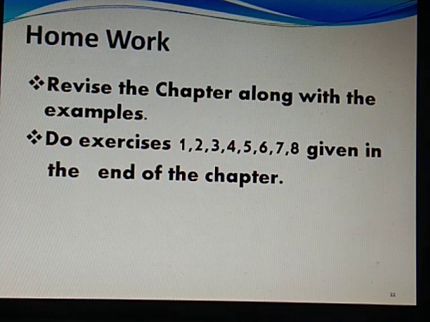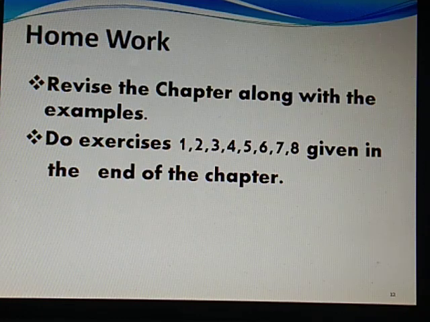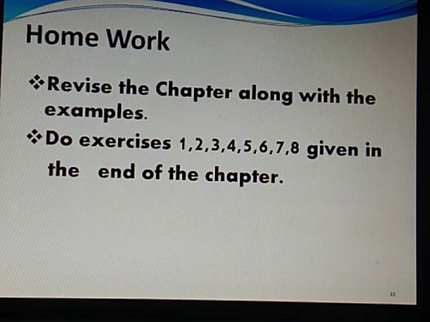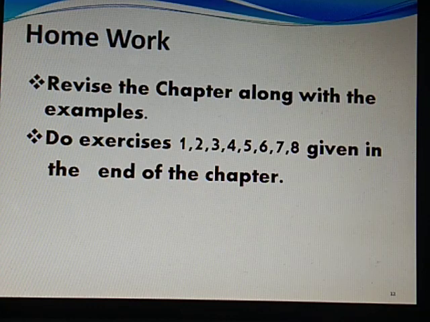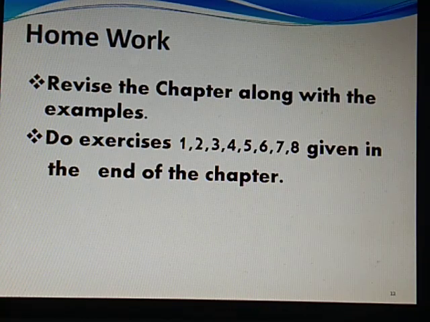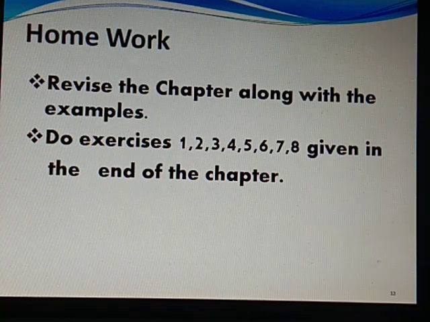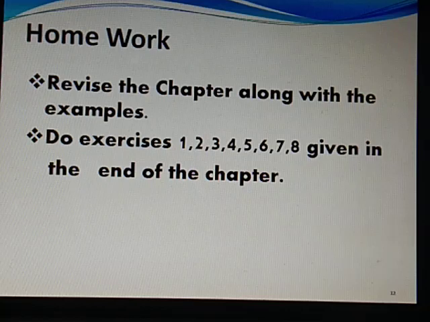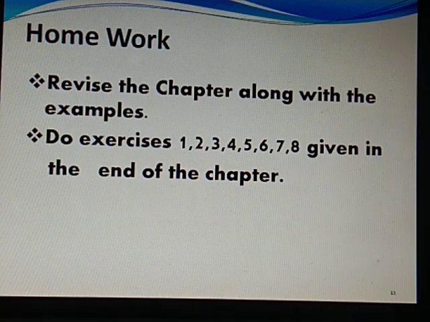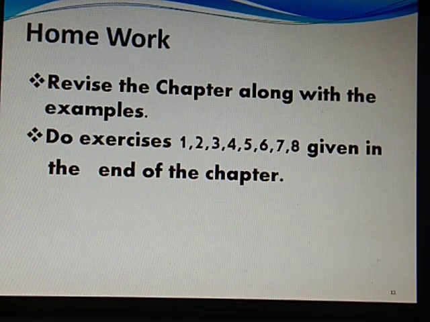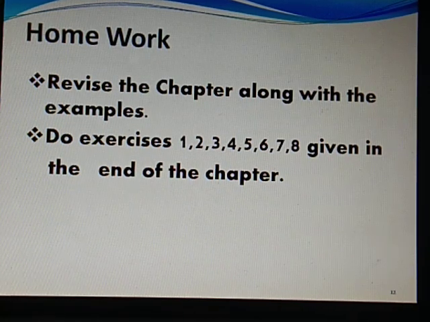So children, I hope you have understood today the adjectives and its kinds. So your homework is that you have to revise the chapter along with the examples, and you have to do the exercises 1, 2, 3, 4, 5, 6, 7, 8 which are given at the end of the chapter. So I know that the periodic test is going to start very soon. So no need to hurry in doing the exercises. You try on your own whenever you get the time, but in the meantime I'll be sending you the answers in PDF form, and whenever you feel like doing it, you may carry on with your work.